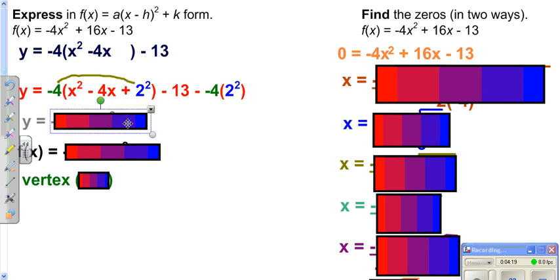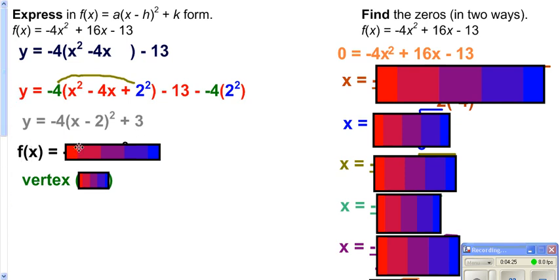Then it does factor into two identical parentheses out back here. It simplifies down to a 3. Now it's in the vertex form. So your vertex is always the opposite of the parentheses, same as the outside.